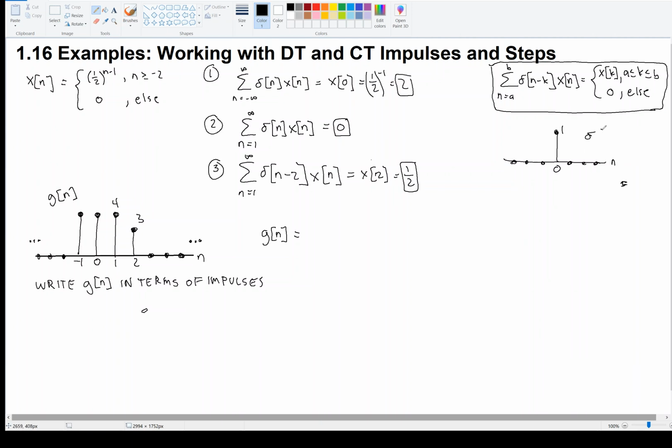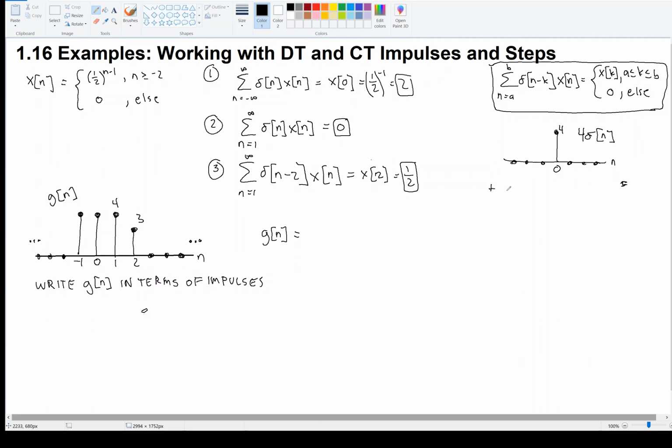Right? This is the impulse. Well, if I take 4 times an impulse, then 4 times all zeros gives me 0. And then I'll have a 4 at the origin. So 4 times the impulse will look like this. So that's a good start because I have a 4 at the origin.